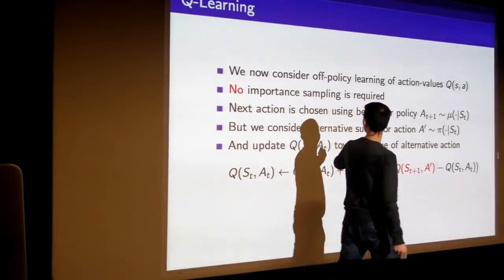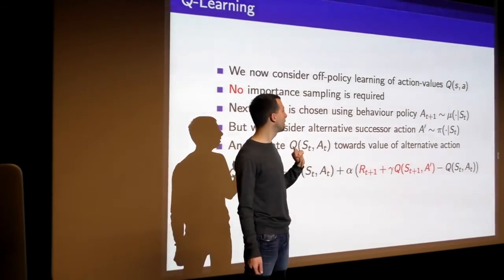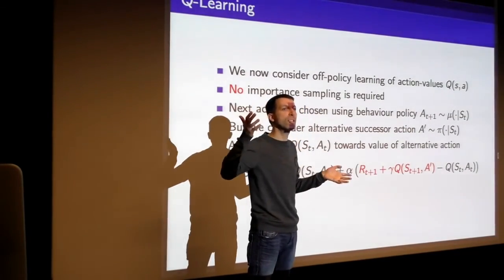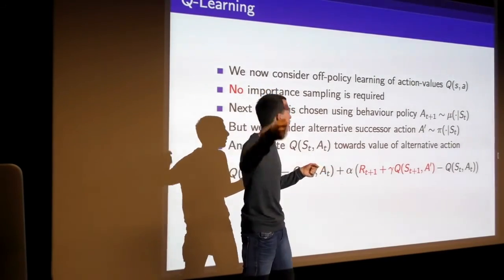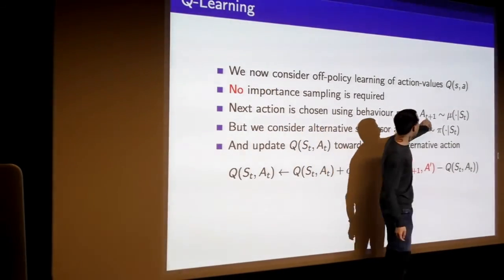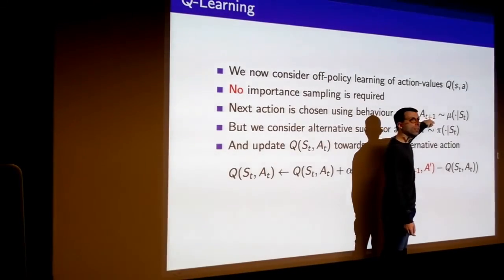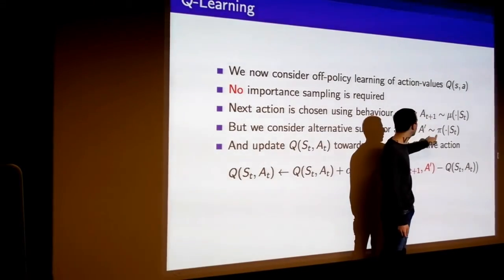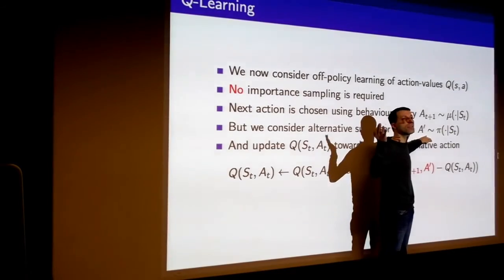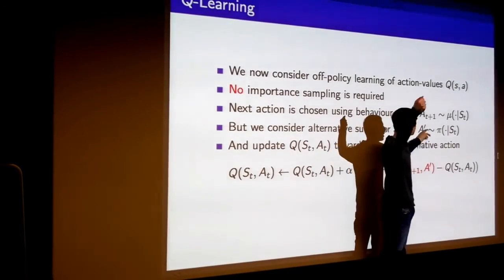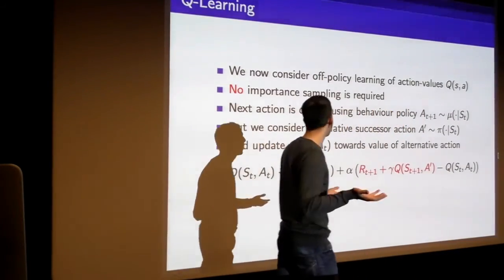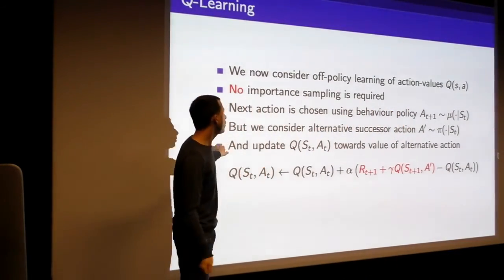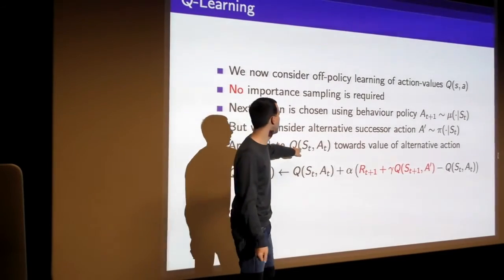Okay? But we're also going to consider some alternative successor action that we might have taken had we been following up our target policy. So we sample, this is our random variable representing the real thing we took in the world, and that's time step t plus 1. And this a prime is like our alternate thing. Like we're just imagining, if I'd taken this thing under my target policy, what might the world have looked like?